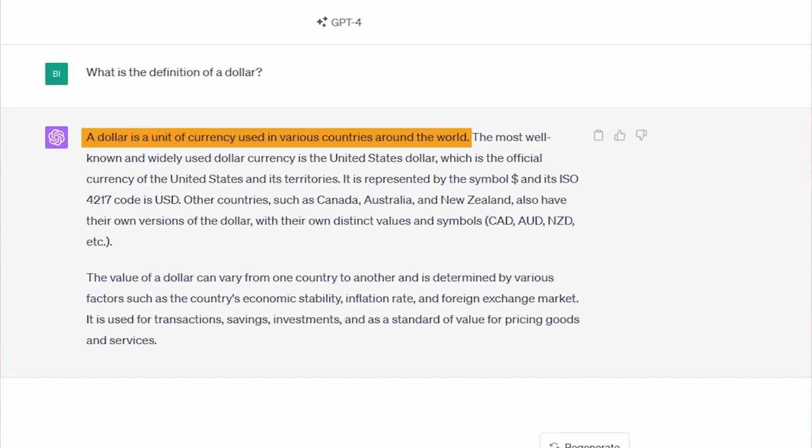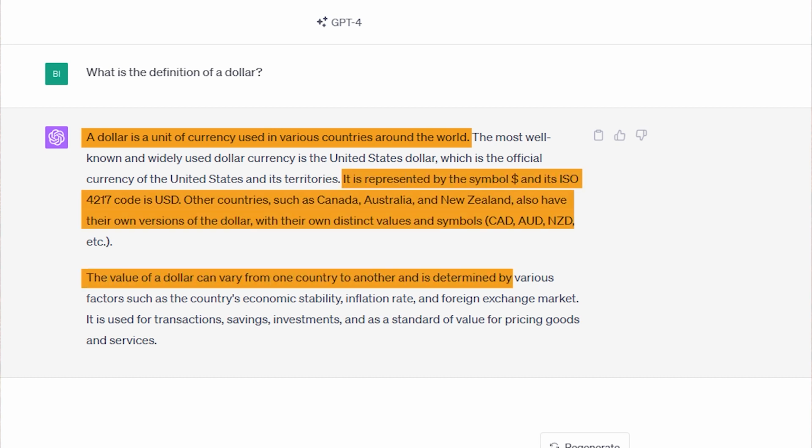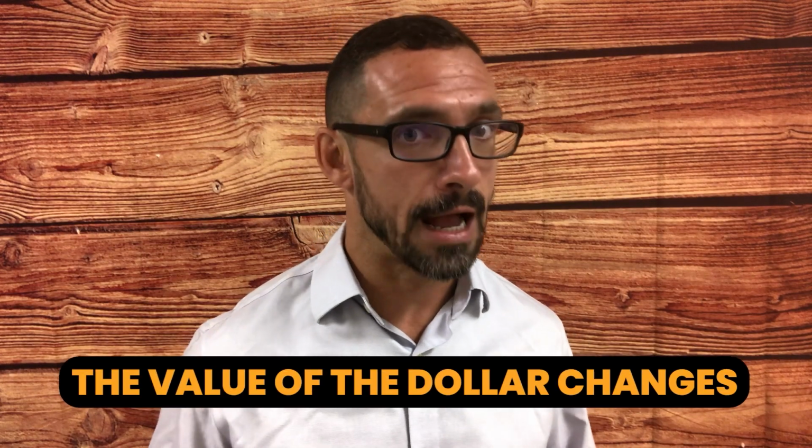Google wasn't giving me an answer I was satisfied with, so I turned to one of the most advanced AI tools that is available to the public, and that's ChatGPT. So I asked ChatGPT what the definition of a dollar was. You can see the full answer on the screen, but in short, ChatGPT told me that a dollar is a unit of currency used in various countries around the world. Then it talked about its symbol and how the value can vary in different countries at different times.